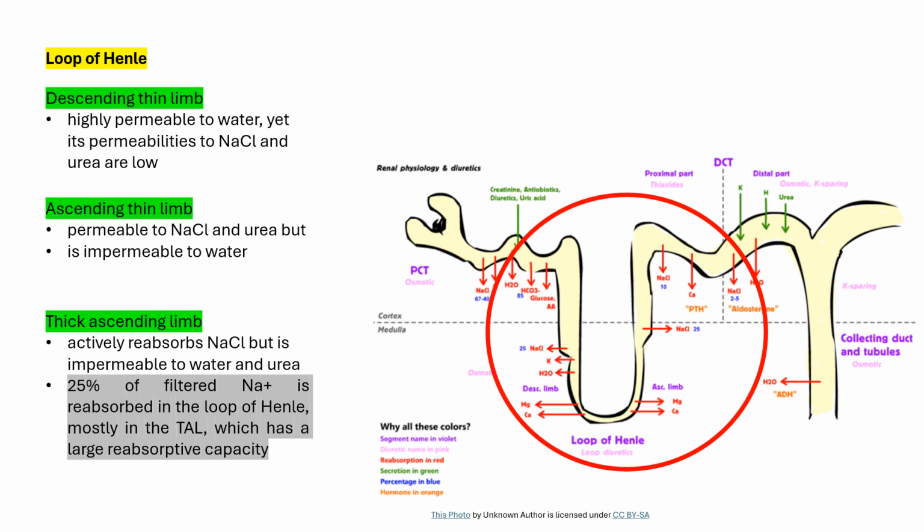25% of filtered sodium is reabsorbed in the loop of Henle, mostly in the thick ascending limb, which has the largest reabsorptive capacity in the loop of Henle.